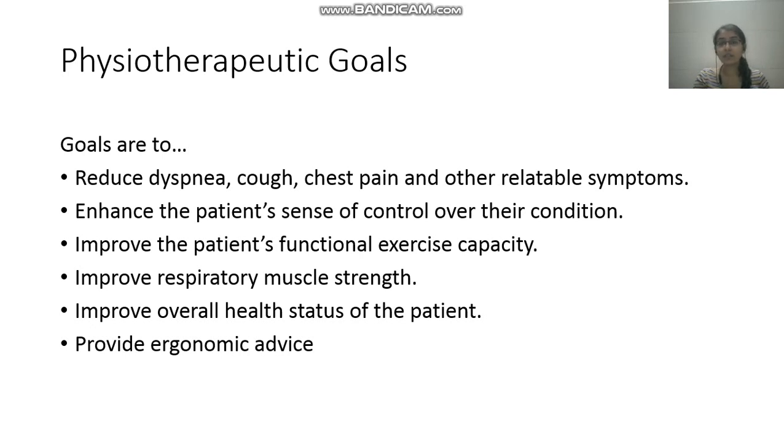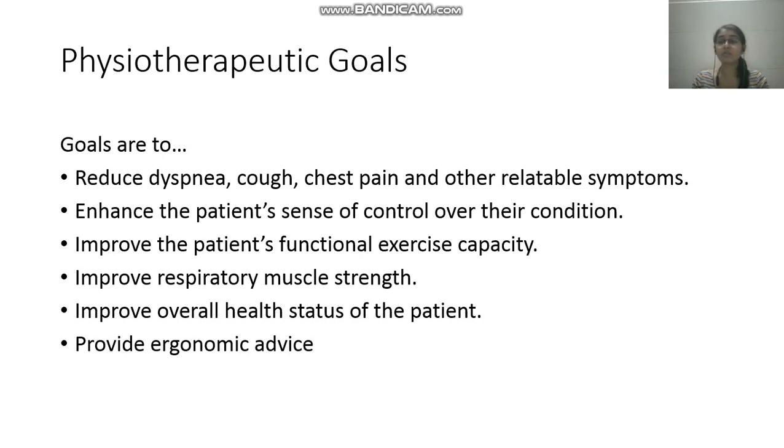So it doesn't mean that you go into entire pathophysiology, explain entire pathophysiology of the patient. He is not going to understand. You should just use your layman terms to make him understand what is he suffering from, why is it happening, and how he can control on his own. Okay. Improve the patient's functional exercise capacity.